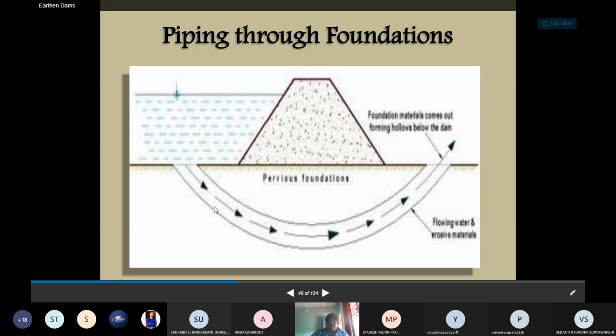See here, within this foundation, piping is going to occur, and this is the pervious strata, if it is available, just like the hard strata. Then there are stones which are available within the foundation.